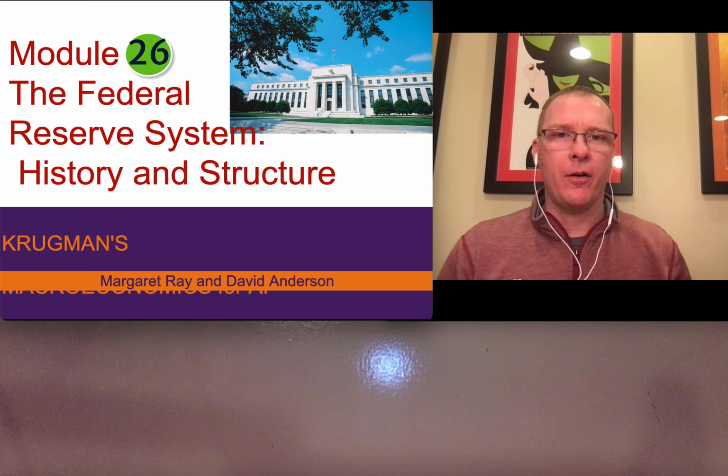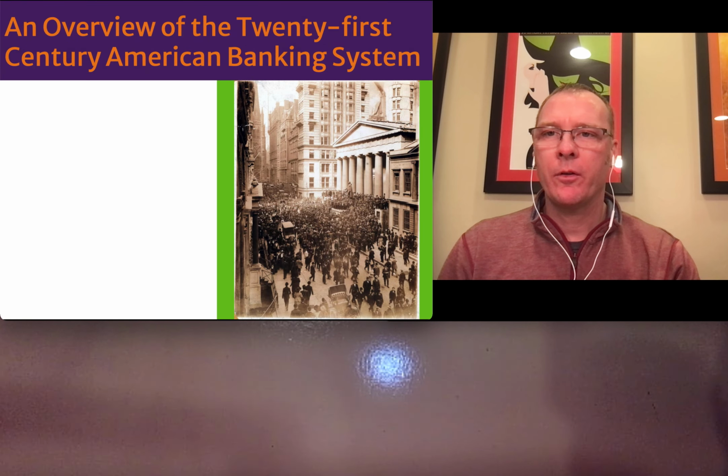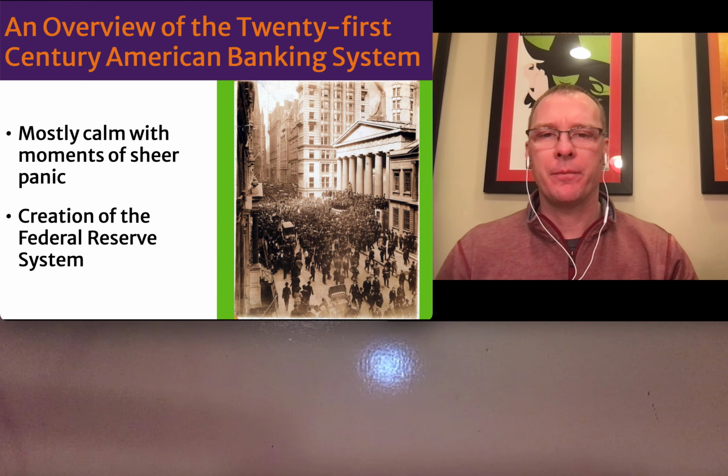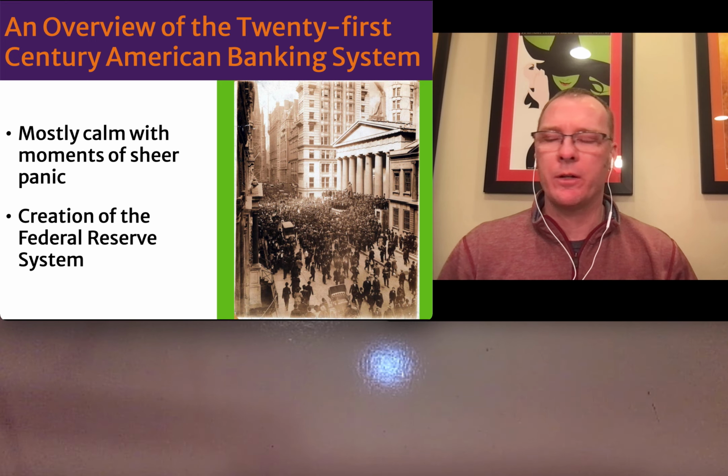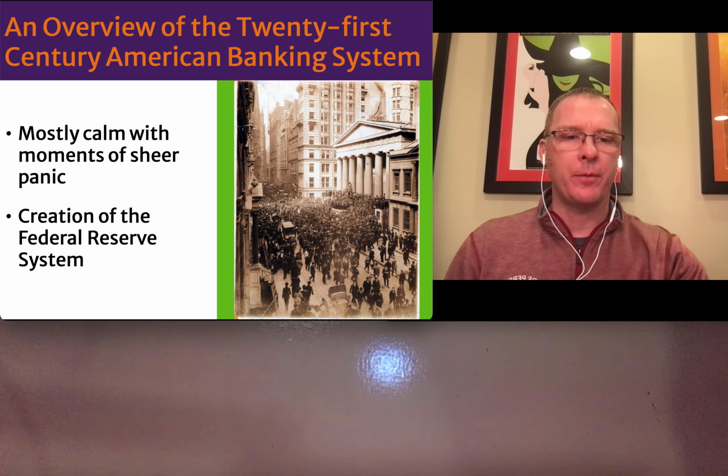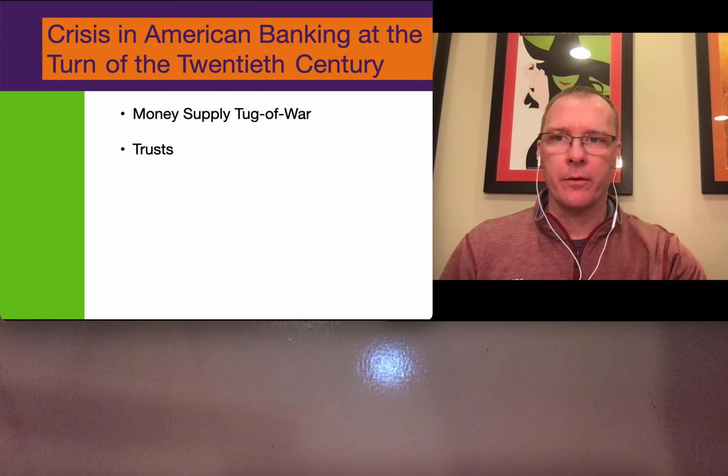We're looking at Mod 26, which is the Federal Reserve System and the history of the Fed. When you're looking at this one, first of all, it gives you an overview, which you probably learned a bunch about in AP US History class. So mostly calm with moments of sheer panic. The creation of a Federal Reserve System is going to happen because we don't want things like bank runs.